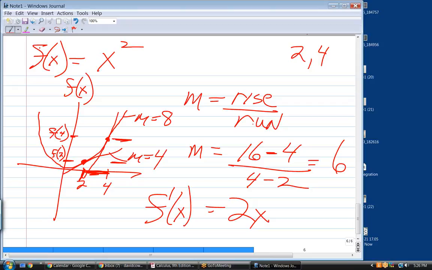But that's the difference between precalculus and calculus. Precalculus cares about average rates of change. You rarely speak about average rates of change in calculus.